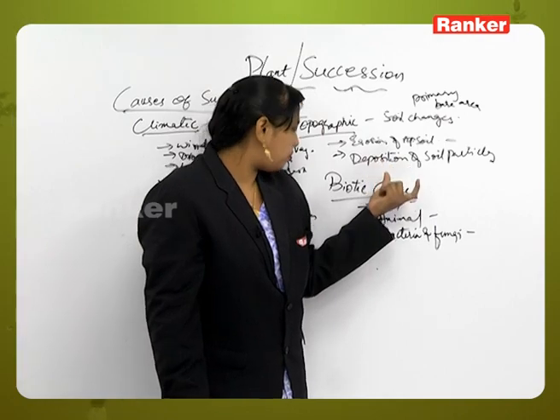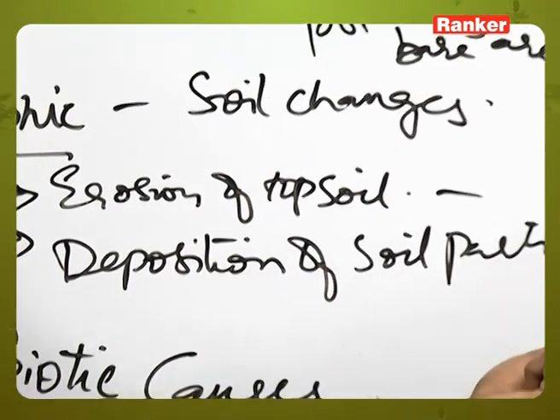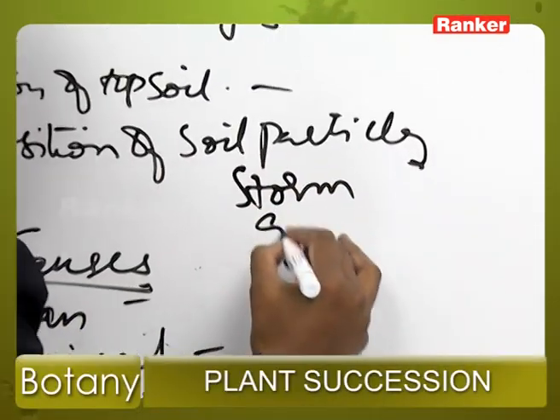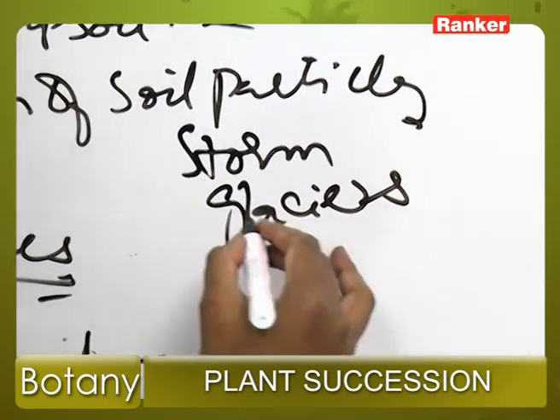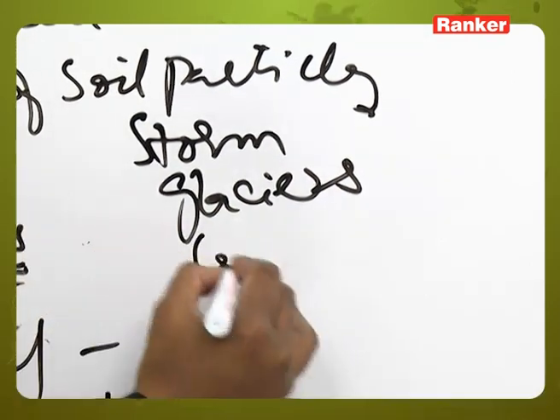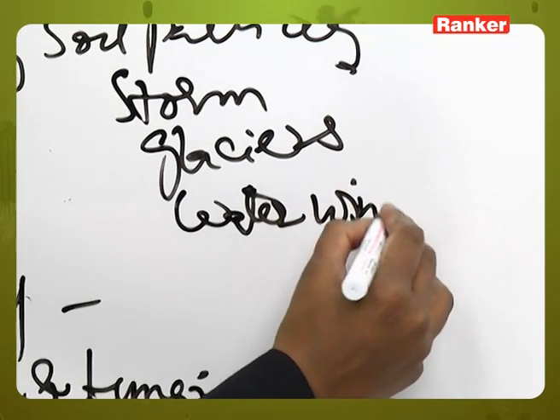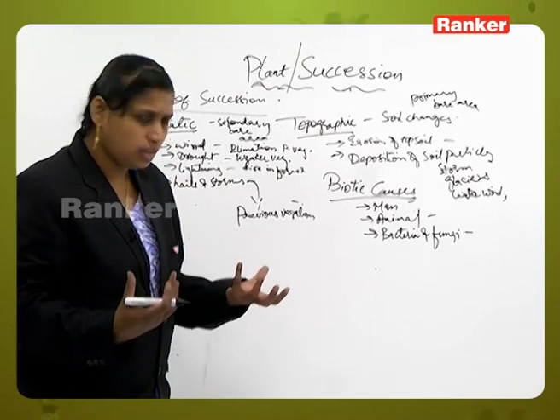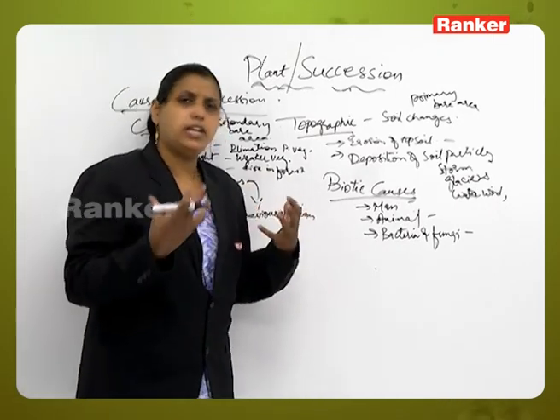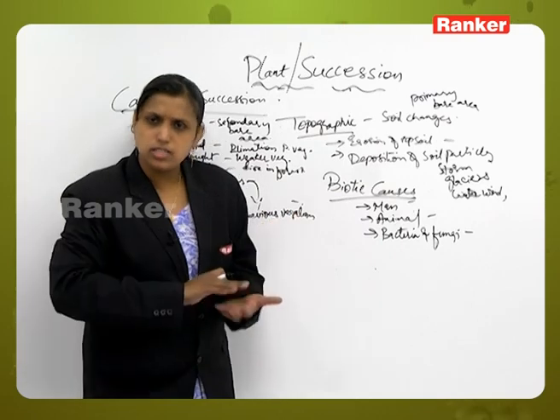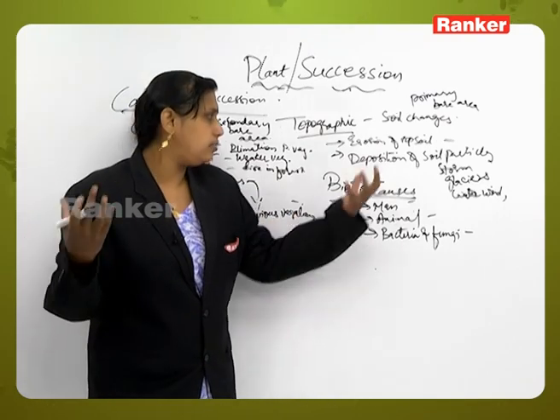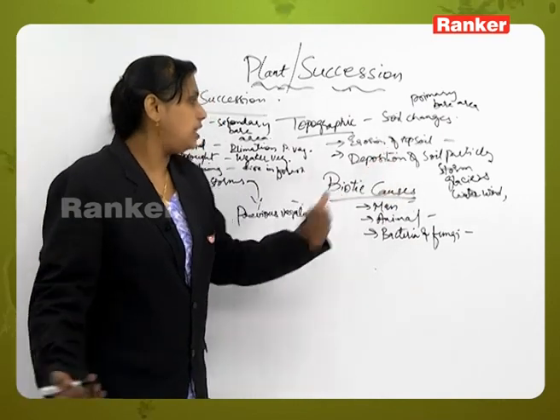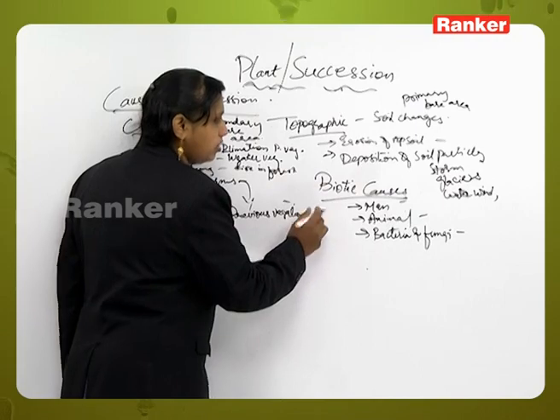And one more factor is that it will also lead to the deposition of soil because of storms, glaciers, water, wind, etc. So there are two possibilities: either it may throw away the total top layer of the soil because of volcanoes, heavy wind, glaciers or storms, it will take this fertile top layer to another area, and it will help in the deposition of soil particles from one area to the other area.